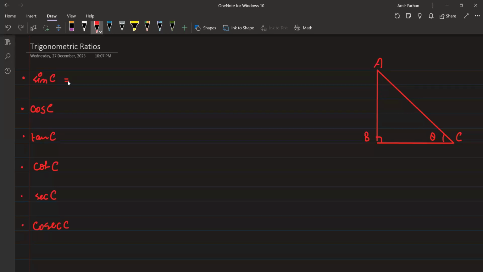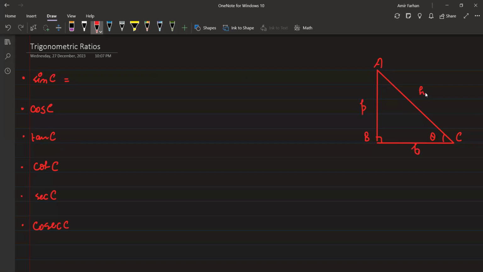So your ratios are nothing but the arrangement of the adjacent sides. In the sine ratio, the perpendicular and the hypotenuse sides are involved. So if I'm taking theta as this, it will become perpendicular, yes or no? And this will become base.